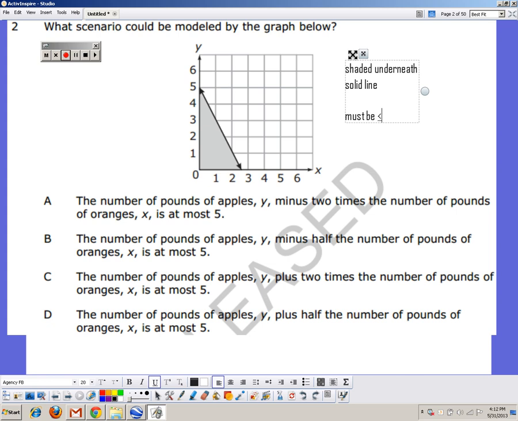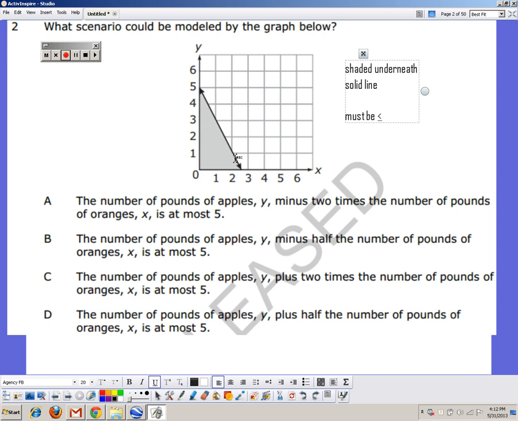B says the number of pounds of apples, y, minus half the number of pounds of oranges, x, is at most 5. C says the number of pounds of apples, y, plus 2 times the number of pounds of oranges, x, is at most 5. And D, the number of pounds of apples, y, plus half the number of pounds of oranges, x, is at most 5. Okay.